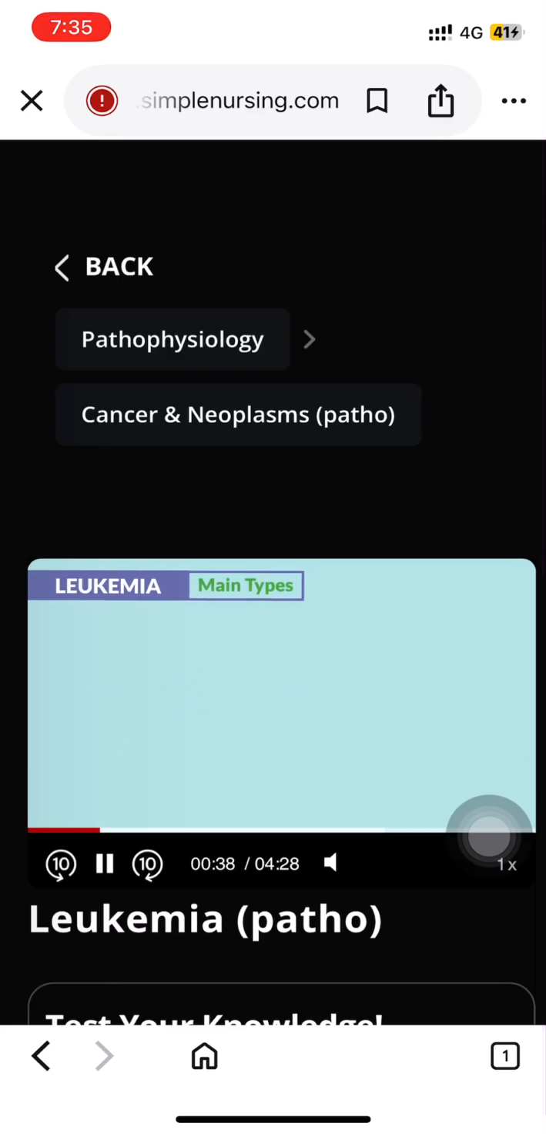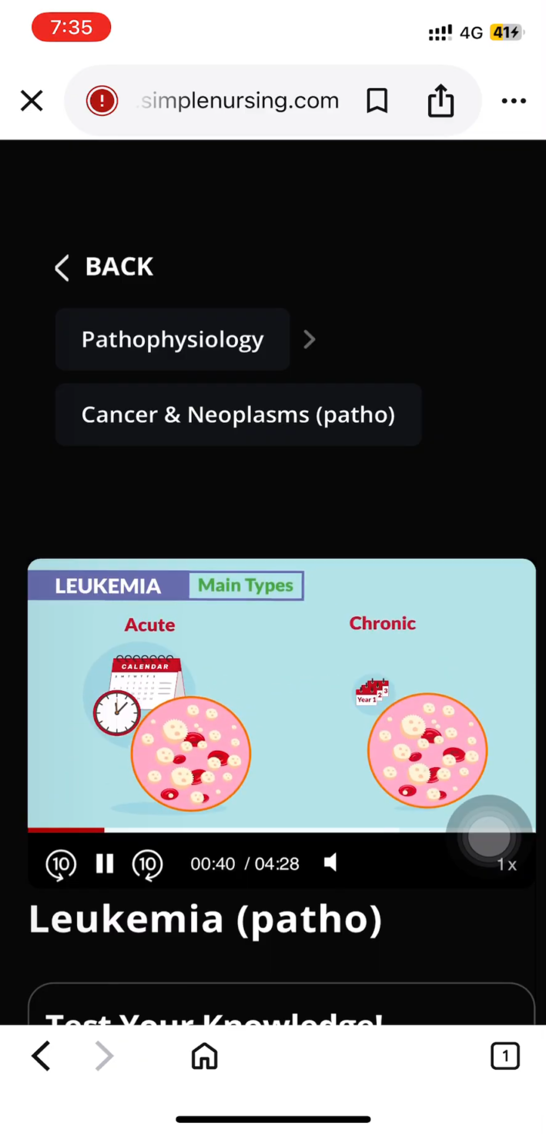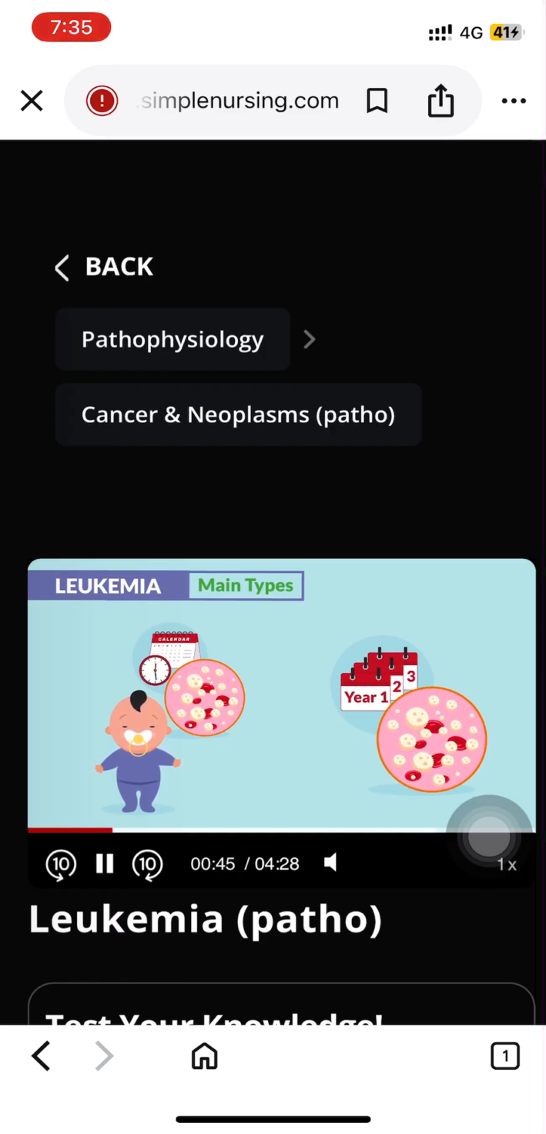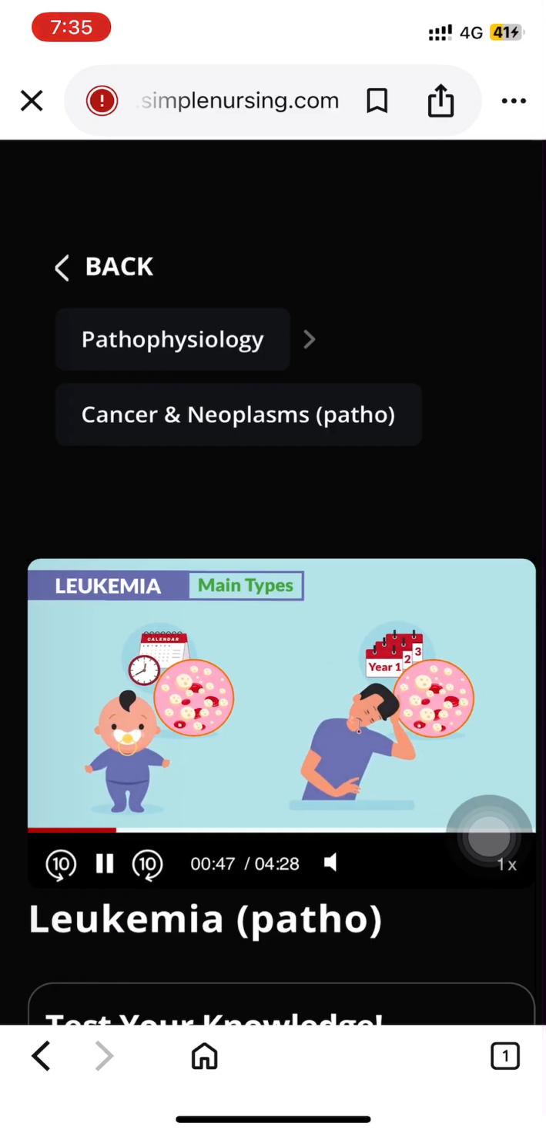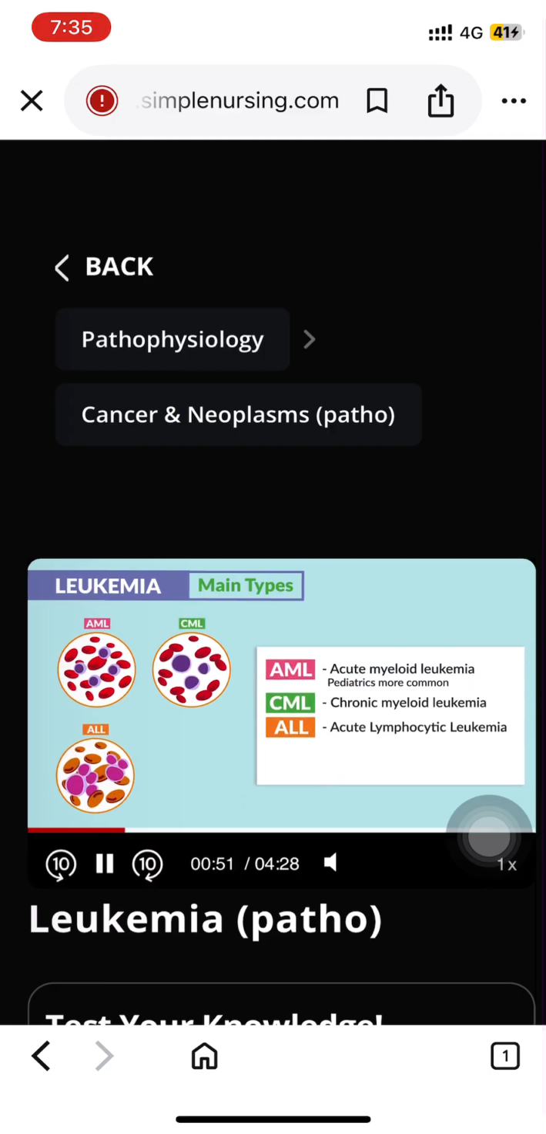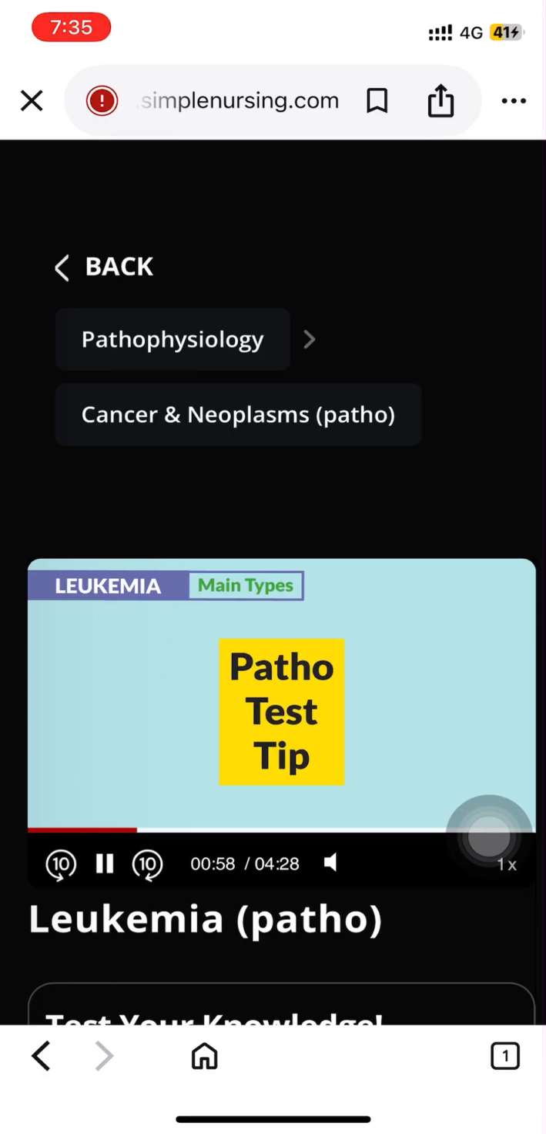Now the main types of leukemia, we have acute and chronic. So acute is more common with pediatrics, and chronic is more common with older age. The four main types include AML, CML, ALL, and CLL. Now the NCLEX doesn't really cover this directly. Okay, now specifically for your pathophysiology class, please be sure to write this down.